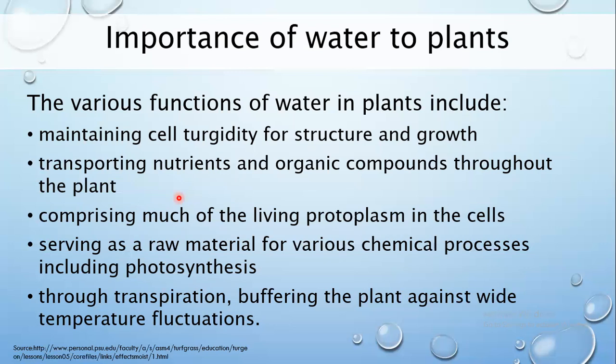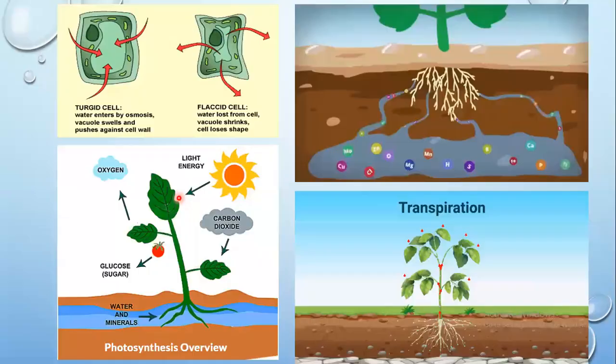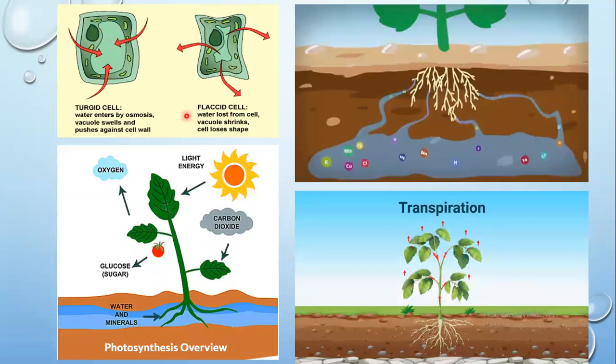So for better understanding of this scenario, I have here some pictures that represent some of the importance of water in the plant body. As you can see here, this is what we call a turgid cell, meaning the cytosol or the cytoplasm or the protoplasm of the cell has water. Okay, then this is the result of the flaccid cell where water is lost from the cell or there is no water inside the cell. So when you see in the microscope, this is the cell when the plants are wilted.